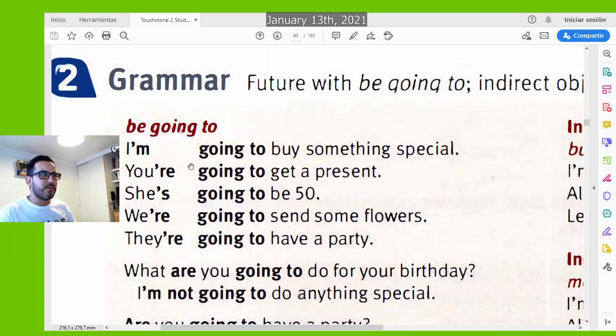Le vamos a agregar la expresión going to, lo transformamos en futuro, y después del to le vamos a agregar el verbo, ¿ya? Entonces, primero el verbo to be como corresponda, de acuerdo al sujeto. Después de eso, going to, para expresar tiempo futuro. Y después vamos a agregar un verbo en infinitivo, o sea, sin s, sin pasado, sin ing, sin cualquier terminación que lo transforme a otro tiempo verbal. Lo vamos a agregar tal como lo encontramos en el diccionario.